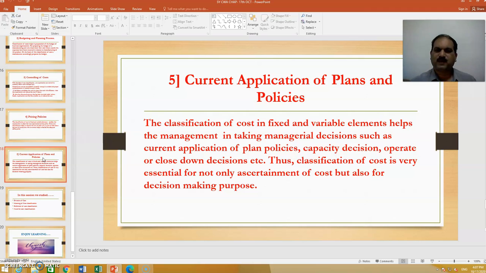Last one, current application of plans and policies. The classification of cost in fixed and variable elements helps the management in taking managerial decisions such as current application of plans and policies, capacity decisions, operate or close down decisions, etc. Thus, classification of cost is very essential not only for ascertainment of cost but also for decision making purposes.